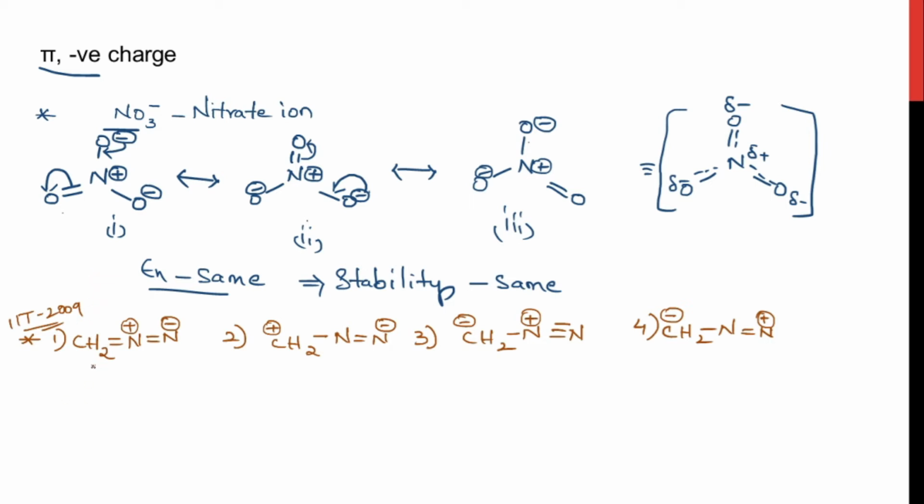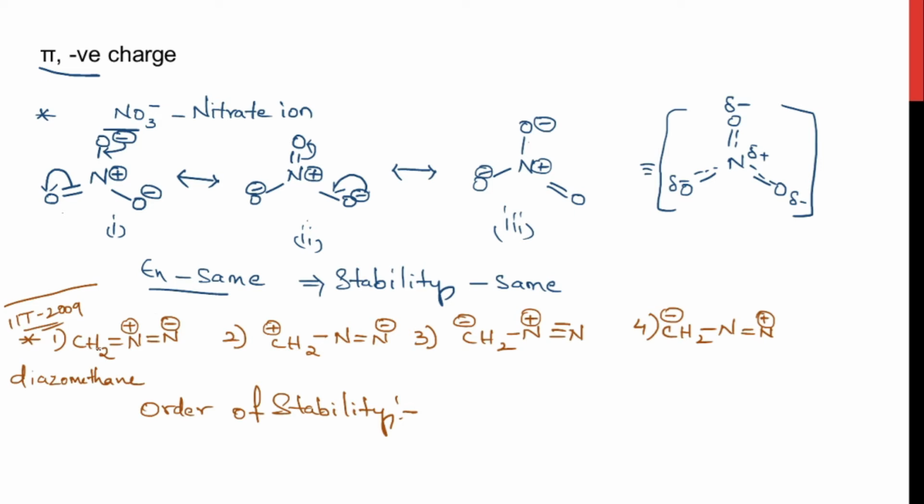This is the diazomethane molecule, diazomethane. This was asked in the 2009 paper, and in the question they have given 4 resonating structures and have asked to write the order of stability. So we will see the structures here and write the stability order.